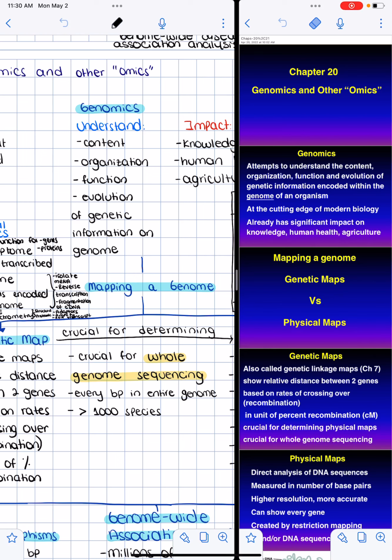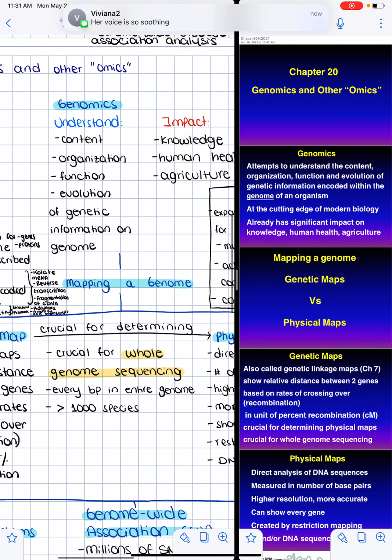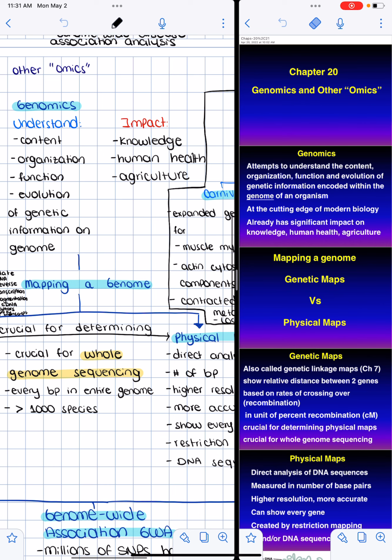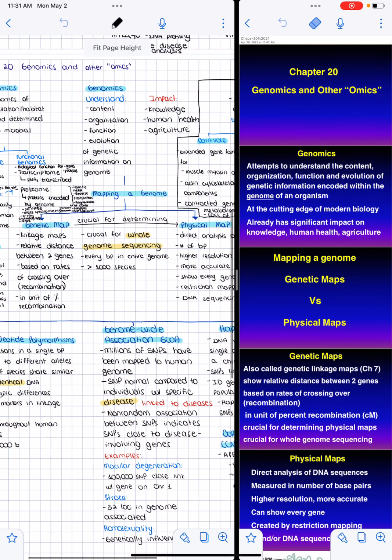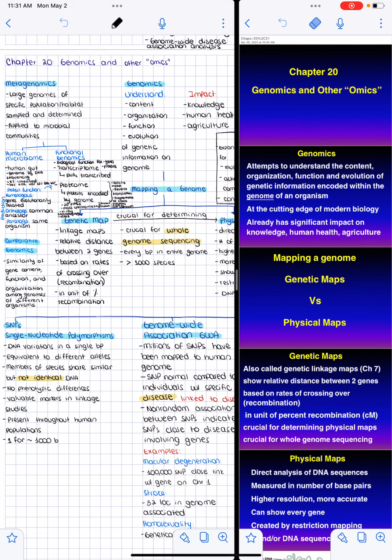Chapter 20 is Genomics and other omics. Genomics attempts to understand the content, organization, function, and evolution of genetic information on the genome. It has an impact on knowledge, human health, and agriculture. To study genomics, scientists usually map a genome, and they can do this in two ways.